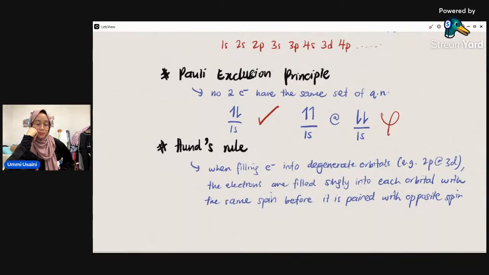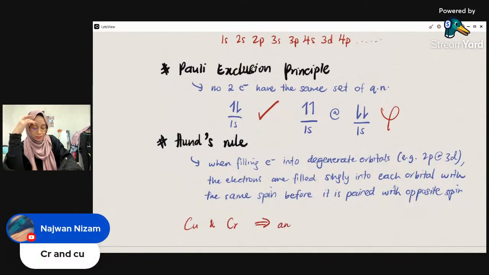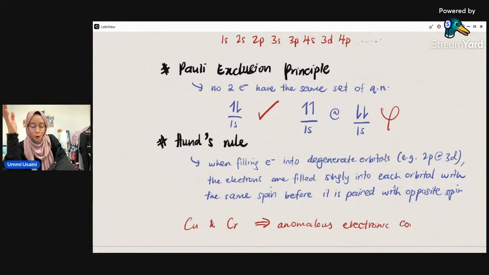Chromium. What else? Copper and chromium. So these particular elements, dia punya case is a bit different. So kita ada copper and chromium. Yang ni kita panggil sebagai anomalous electronic configuration. Kalau kita ikut prediction kita sendiri based on the 3 rules, adalah lain yang kita dapat. However, dia jadi a bit different.